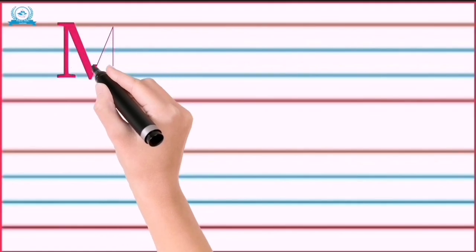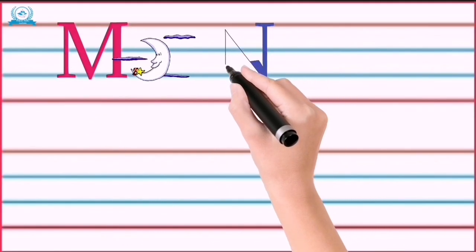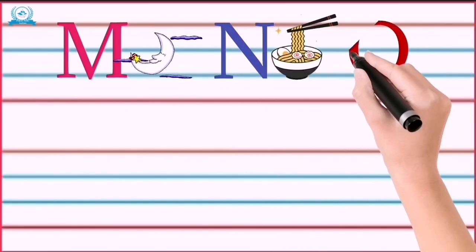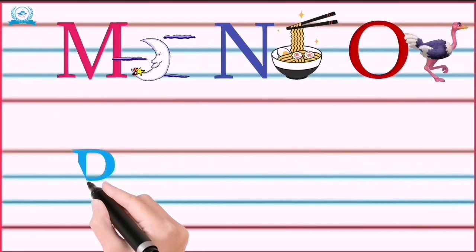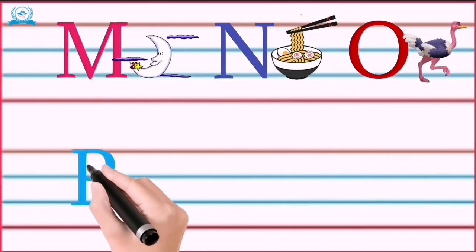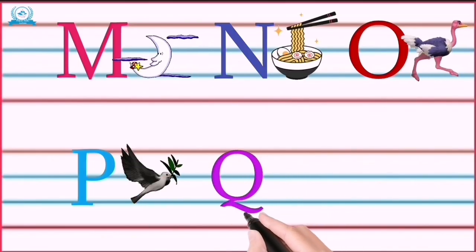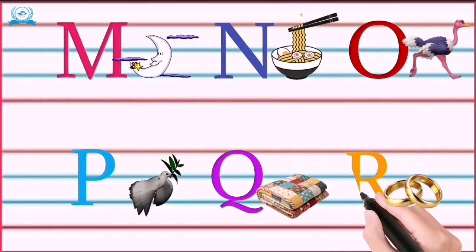M for moon. N for noodles. O for ostrich. P for pigeon. Q for quilt.